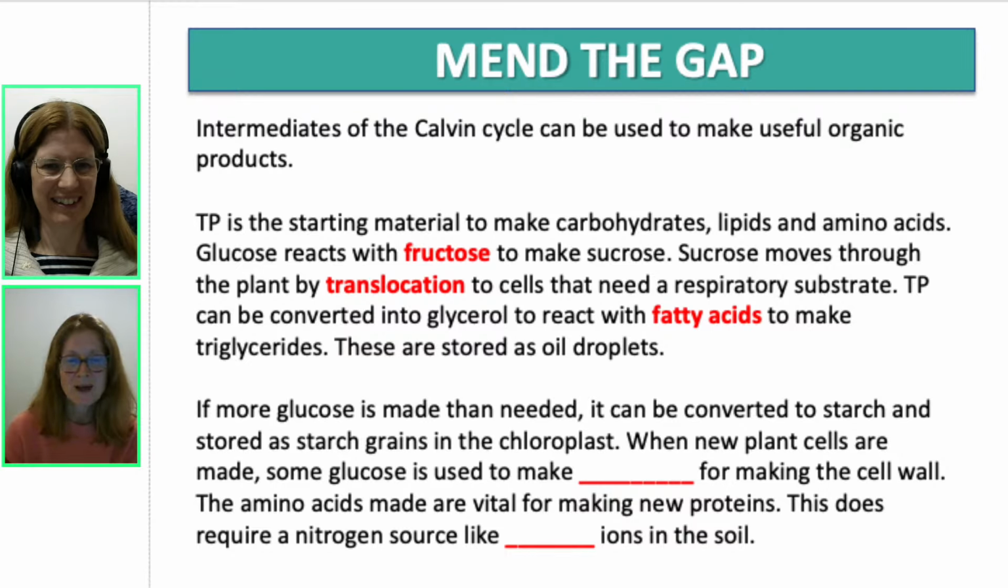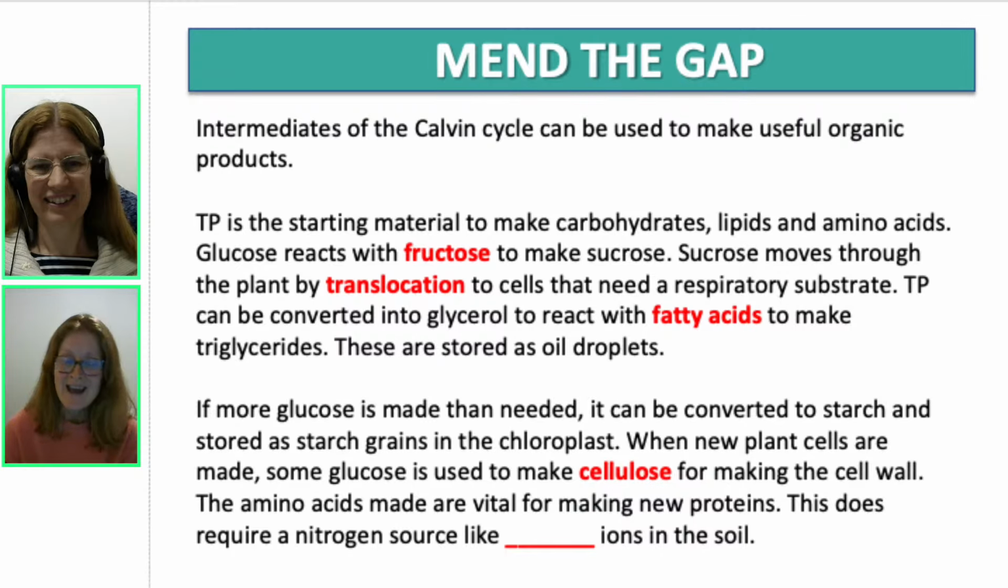When new plant cells are made, some glucose is used to make, what do we need here? Yep, cellulose for making the cell wall. Well done if you got that one.